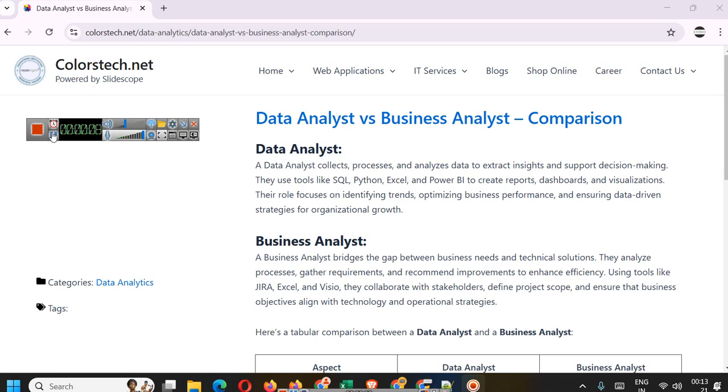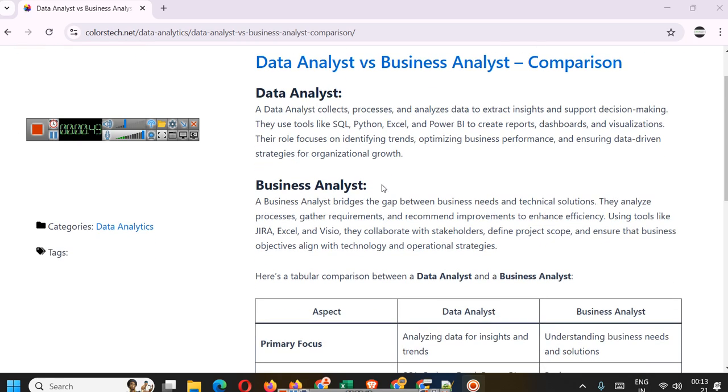In this part, we are covering a very simple question asked by many students, that is, what is the difference between a data analyst and a business analyst? So, a data analyst collects, processes, and analyzes data to extract insights and support decision making. They use tools like SQL, Python, Excel, and Power BI to create reports, dashboards, and visualizations. And their role focuses on identifying trends, optimizing business performance, and ensuring data driven strategies for organizational growth.